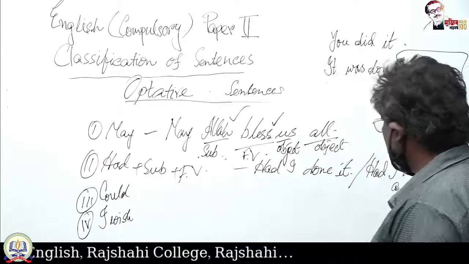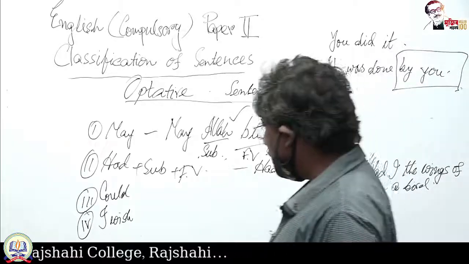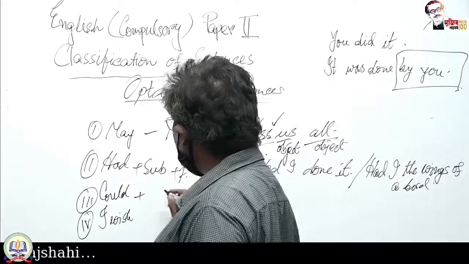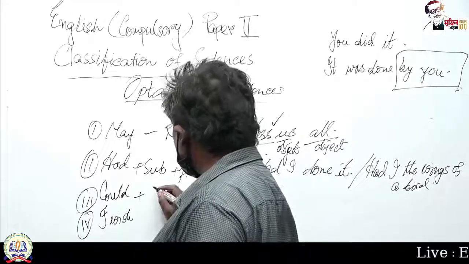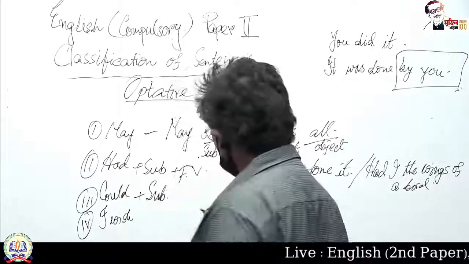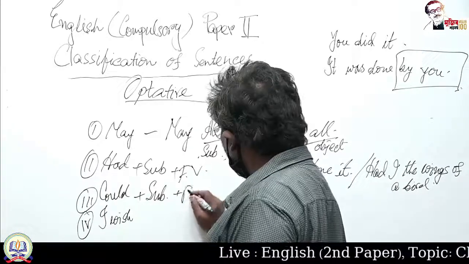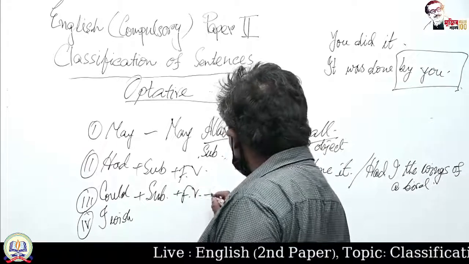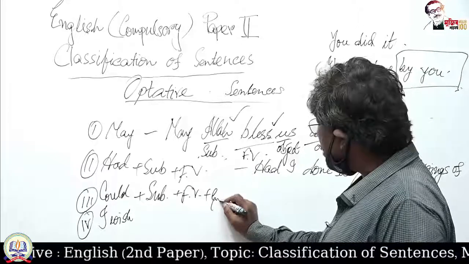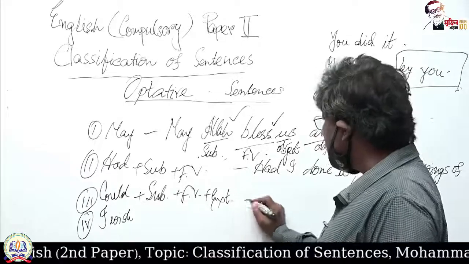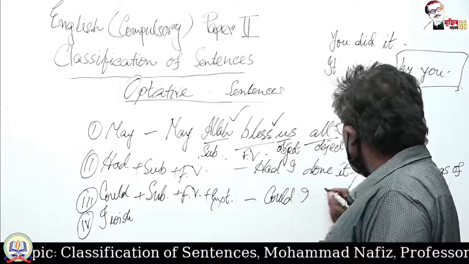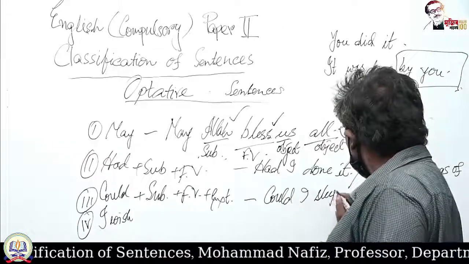Full stop. Similarly, after 'could' in an optative sentence, we use the subject, then the finite verb, then sometimes there may come either of the extensions. For example, 'Could I sleep well?'